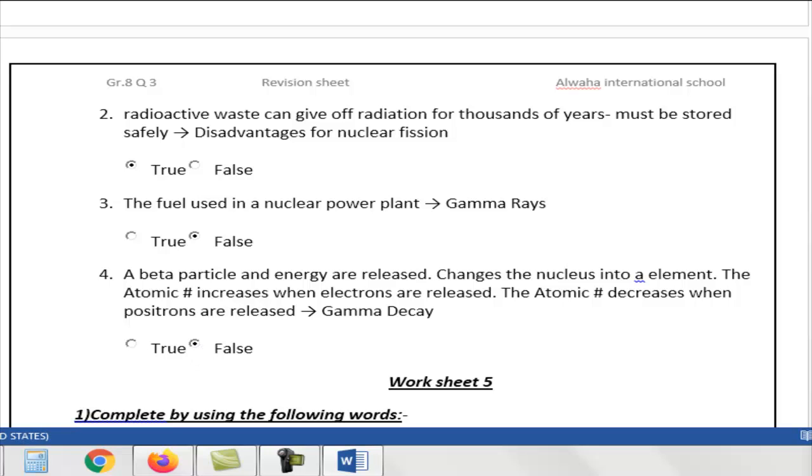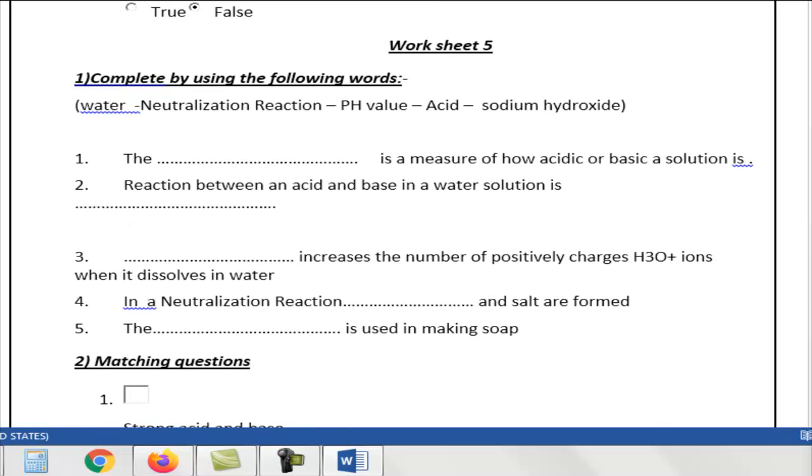Okay, let us solve the last worksheet in this revision. Sheet number one. Complete by using the following words: water, neutralization reaction, pH value, acid, sodium hydroxide. So number one: what is the measure of how acidic or basic a solution is? The pH.